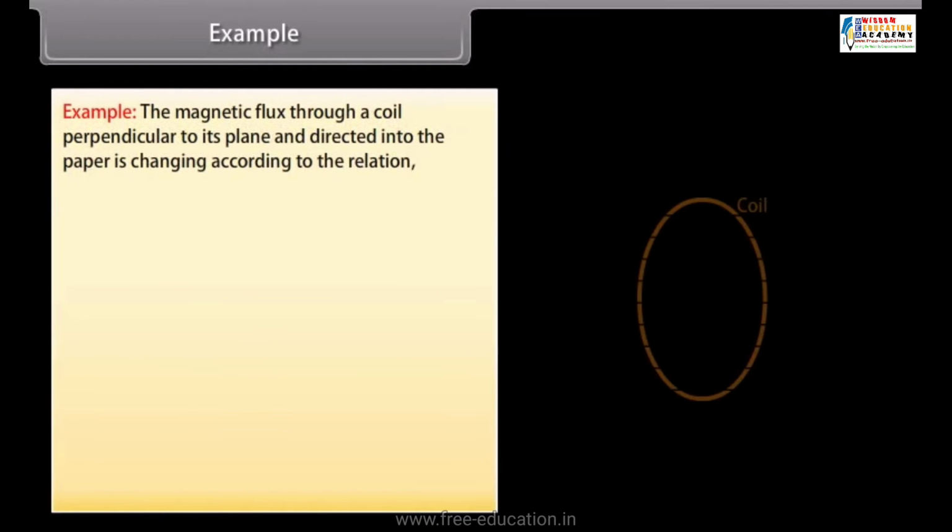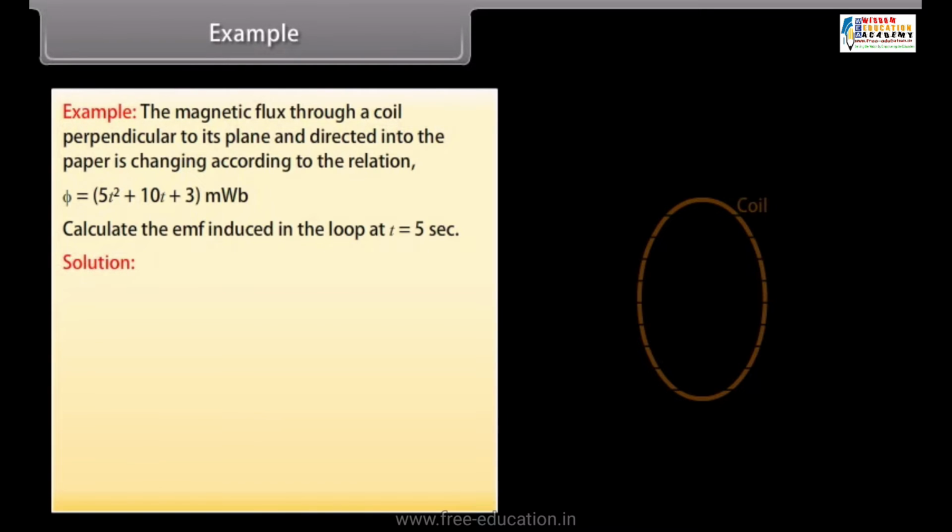Example. Let's take an example on Faraday's laws of induction. The magnetic flux through a coil perpendicular to its plane and directed into the paper is changing according to the relation Φ = 5t² + 10t + 3 milliweber. Calculate the EMF induced in the loop at t = 5 seconds.